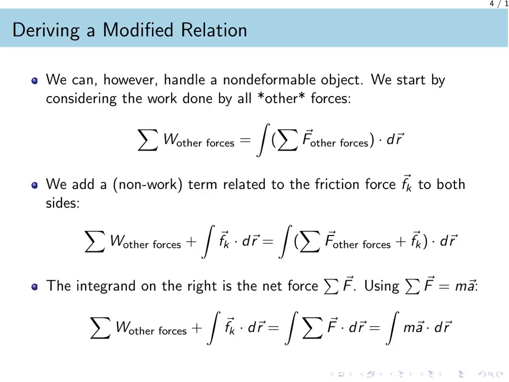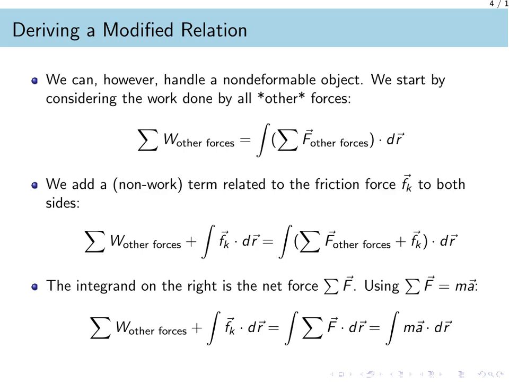Since we cannot use the standard theorem, we will derive a modified relation. We begin by considering the work done by all forces other than friction, which we write as the sum of W other forces. This is equal to the integral of the sum of F other forces dot dr. Next, we add a specific term to both sides of the equation, the integral of the friction force vector, F sub k dot dr. It is important to note this is not defined as work.